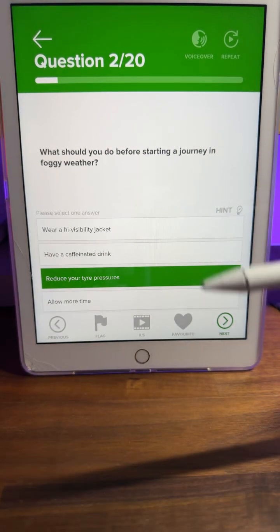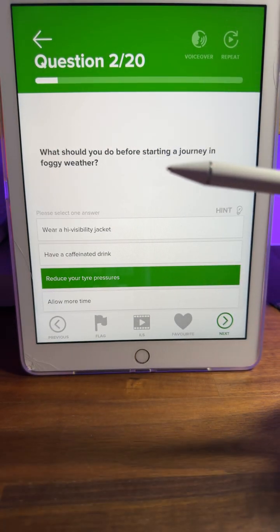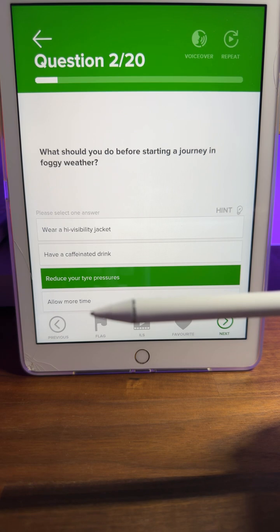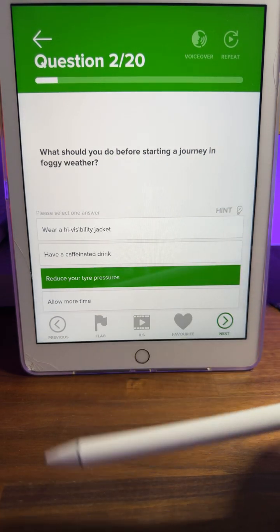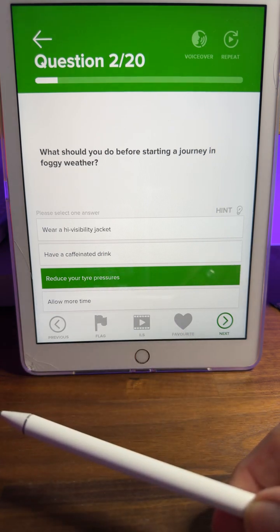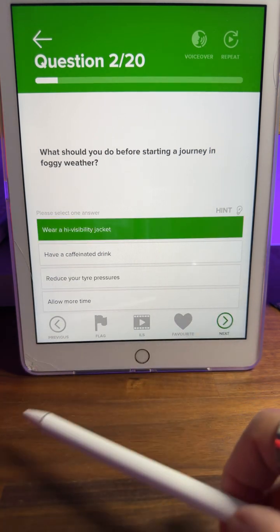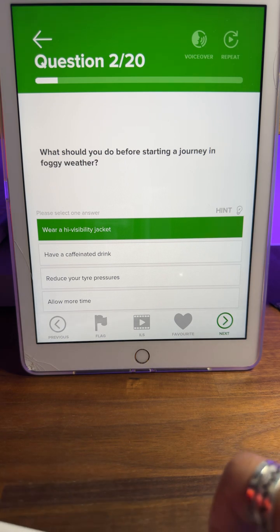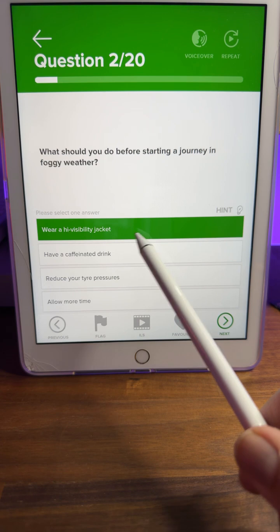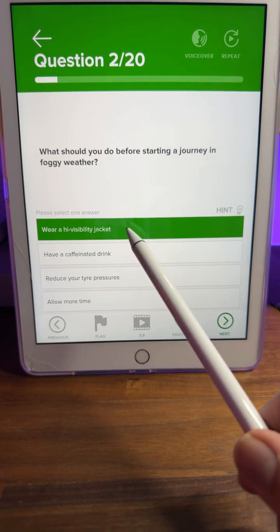So obviously when it's foggy, it's going to reduce your visibility, which probably means you're going to have to drive a little bit slower. Now, if you drive slower, well, reducing tire pressure isn't going to help whatsoever. Wear a high visibility jacket. Well, you're in your car, so how will that help you? Probably not. Will that be a safe option? No, unless you break down, yeah, but otherwise, no.